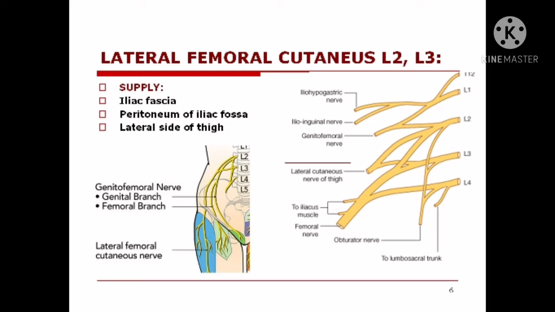The lateral femoral cutaneous nerve or the lateral cutaneous nerve of the thigh. It arises from L2 and L3 posterior division. It supplies the iliac fascia, the peritoneum of the iliac fossa, and the lateral side of the thigh.